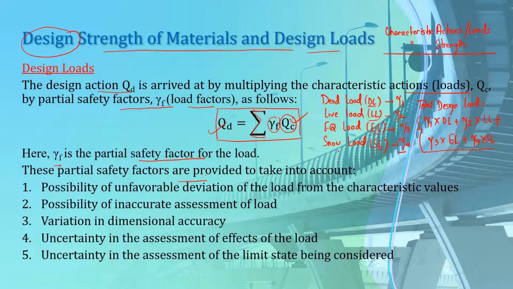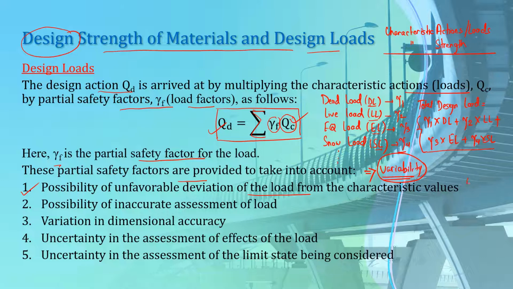So why do we need these partial safety factors? These partial safety factors are used in the determination of design loads because of the inherent variability in the determination of these loads. And how do these uncertainties in the determination of design loads occur? For example, there may be the possibility of unfavorable deviation of the load from the characteristic values.